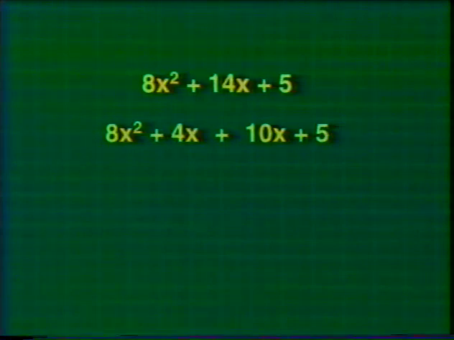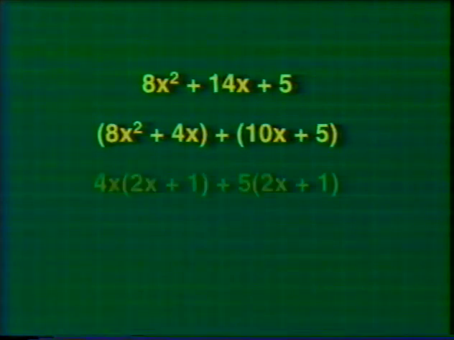In step 5, I separate the first two terms and the last two terms to make two groups. In step 6, I take the largest common factor out of each pair of terms. In the first group, that is 4x, and in the second group, the largest common factor is 5.